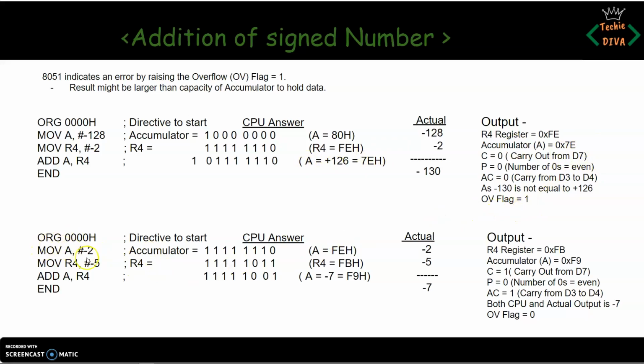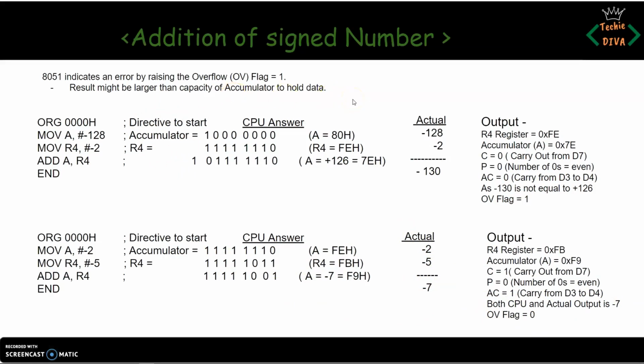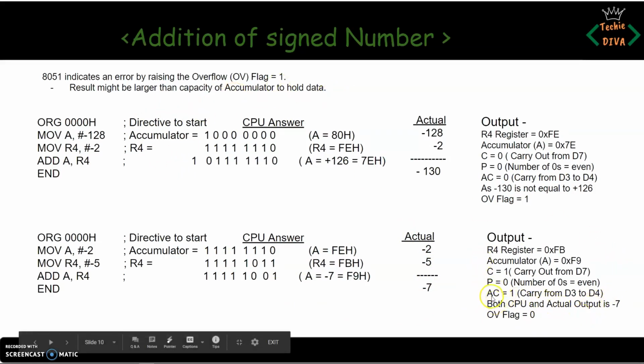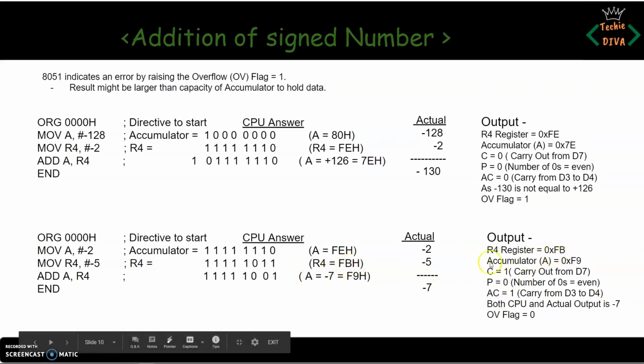Similarly, in another case, when we have minus 2 in accumulator and minus 5, which are comparatively smaller numbers than these two, we would convert them both to binary and add both of them. What we observe is that the binary result comes out to be minus 7, which is F9H. And if we go to the actual, how we as humans perceive this, we also have minus 7 as the answer. So both of the results are the same. Both CPU and actual output is minus 7. So in such a case, overflow flag is 0, meaning the result could be stored in accumulator and is within its range.